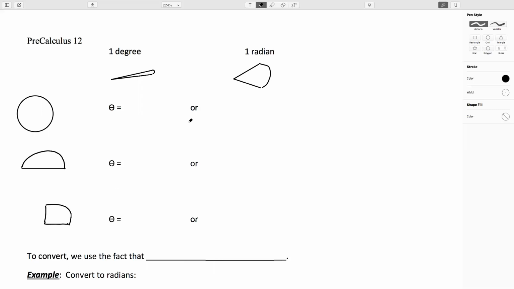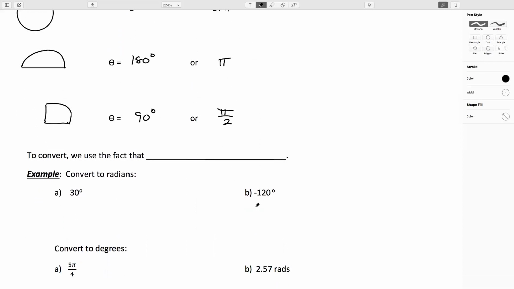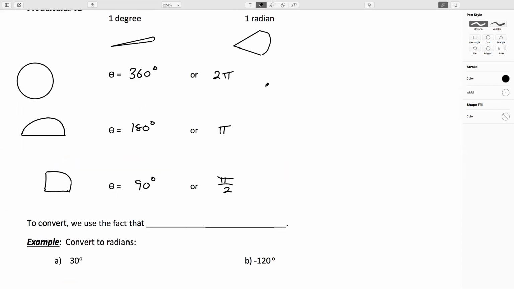For an entire circle, we've got 360 degrees, but we have 2 pi radians. For half a circle, we've got 180 degrees, which is pi radians. And for a quarter of a circle, we've got 90 degrees, but we have pi over 2 radians. To convert between degrees and radians, we just need to use one of these ratios. Use whatever one you like the most. Usually, people will use the fact that 180 degrees equals pi radians, but you could do 360 and 2 pi, or 90 and pi over 2.